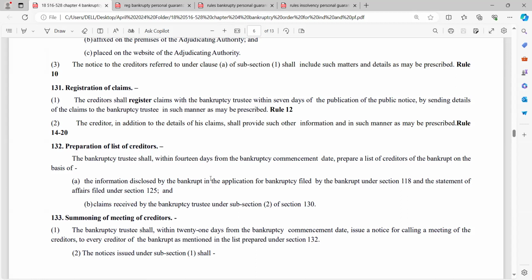Now 132 is talking of the preparation of list of creditors. The bankruptcy trustee shall within 14 days from the bankruptcy commencement date prepare a list of creditors of the bankrupt on the basis of. अब 14 दिन के अंदर इसको लिस्ट ऑफ क्रेडिटर्स बनानी है. वहां कितना दिन था? 30 days.